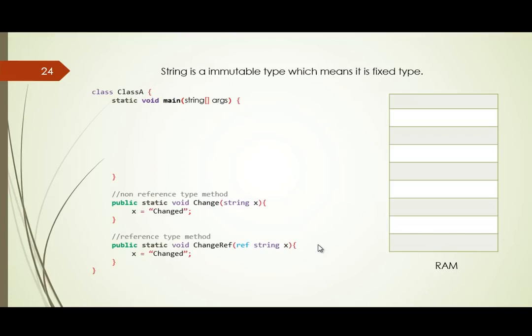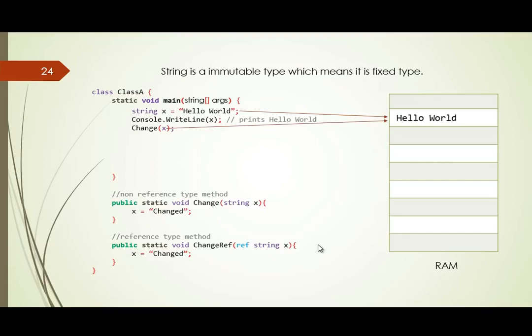That's why it's said to be immutable. So let's see in terms of memory what happens. When you say string x equals hello world, it really creates a new string in memory, hello world. When you call console.writeLine, it really prints the hello world from that memory heap. When you call change, it really passes the reference of the location into the function here.